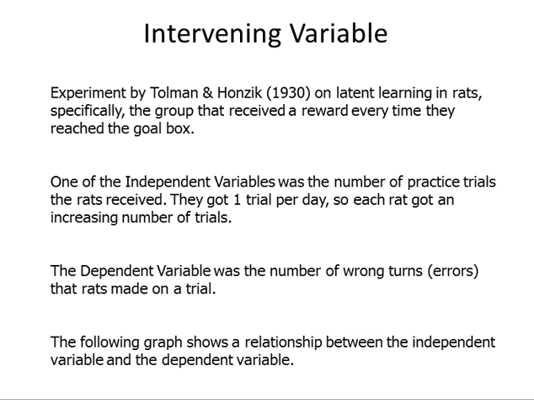So, an experiment by Tolman and Honzik, 1930, on latent learning in rats. Specifically, the group that received a reward every time they reached the goal box. One of the independent variables was the number of practice trials the rats received. They got one trial per day, so each rat got an increasing number of trials. The dependent variable was the number of wrong turns or errors that rats made on a trial. The following graph shows a relationship between the independent variable and the dependent variable.